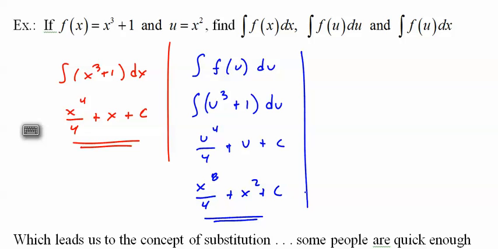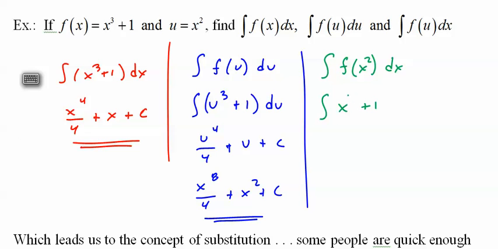And then when we get confusing, integral f of u dx. So integral of f of x squared dx, because that's what u is, which is the integral of x to the sixth plus 1 with respect to x, which is x to the seventh over 7 plus x plus c.